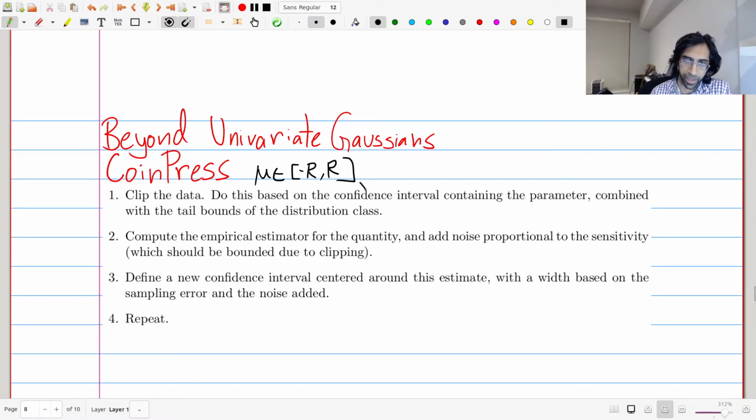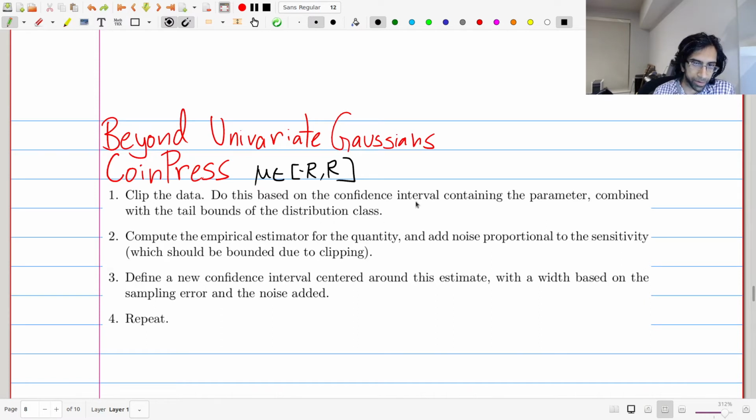To be clear, I'm trying to describe this as abstractly as possible so that we can find out what the bare minimum things we need to know about the distribution and the setting in order to apply it to more general settings. So again, the first thing we're going to do is clip the data. And we do this based on the confidence interval containing the parameter. So like I said, we start with the fact that mu is in, say, minus r to r, and then this combined with the tail bounds of the distribution class.